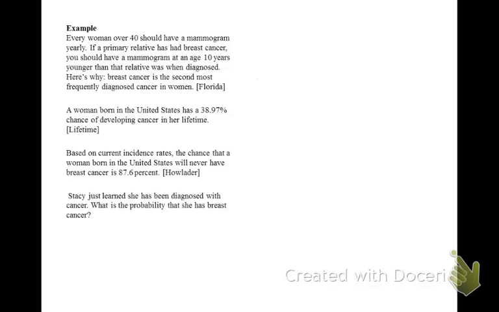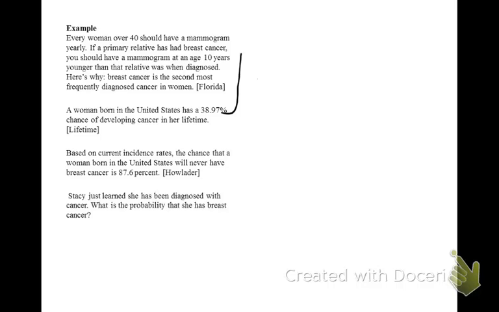Every woman over 40 should have a mammogram yearly. If a primary relative has had breast cancer, you should have a mammogram at an age 10 years younger than that relative was when diagnosed. Here's why. Breast cancer is the second most frequently diagnosed cancer in women. A woman born in the United States has a 38.97% chance of developing cancer in her lifetime.